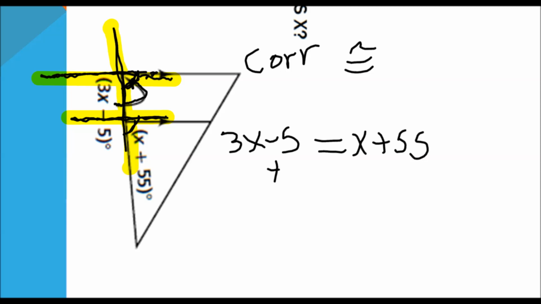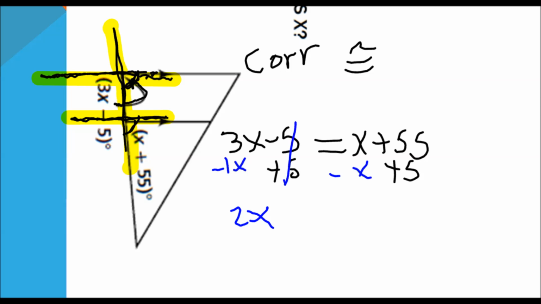Let's do some algebra steps. Plus 5 on both sides. And let's at the same time, let's do minus x on both sides. If you're uncomfortable doing two steps at once, just do one. Just do the blue or the black. Don't do both at the same time if you're uncomfortable with it. Okay, let's keep going. 3x minus 1x is 2x.